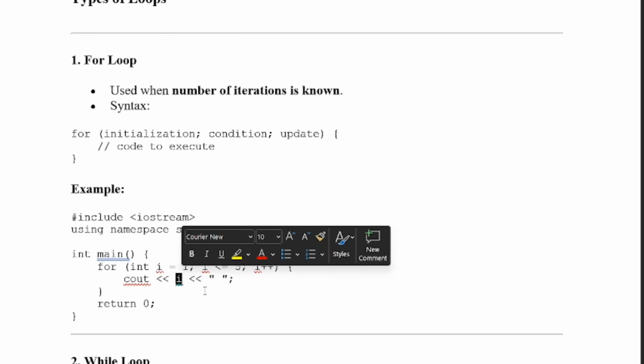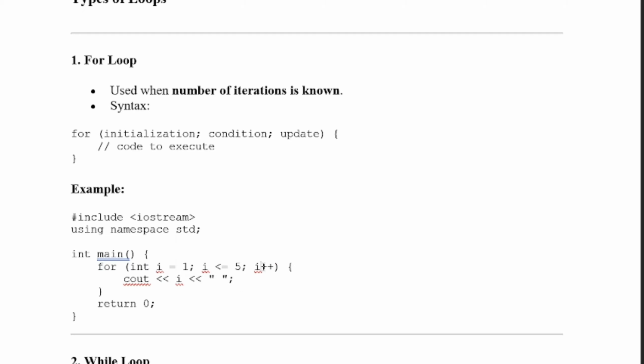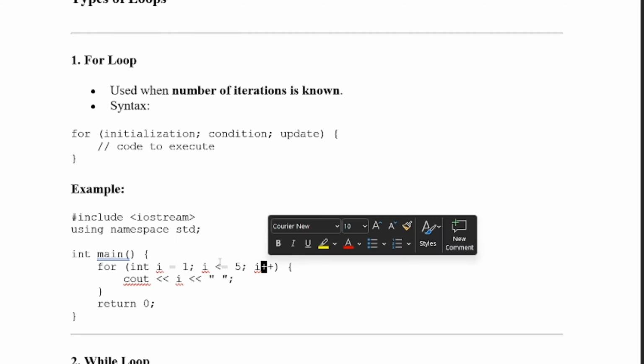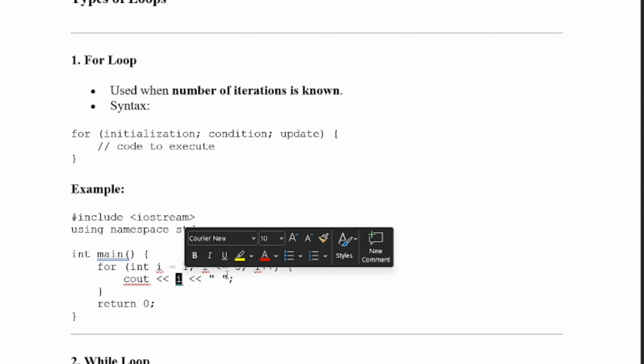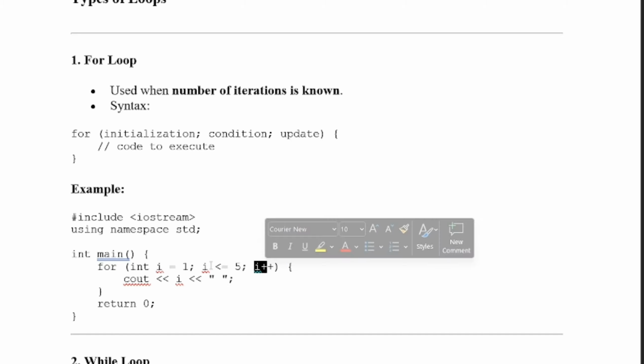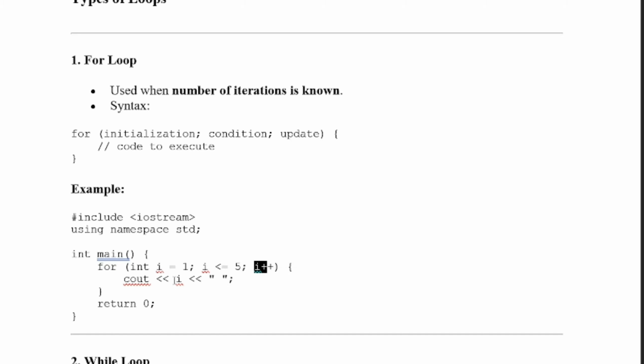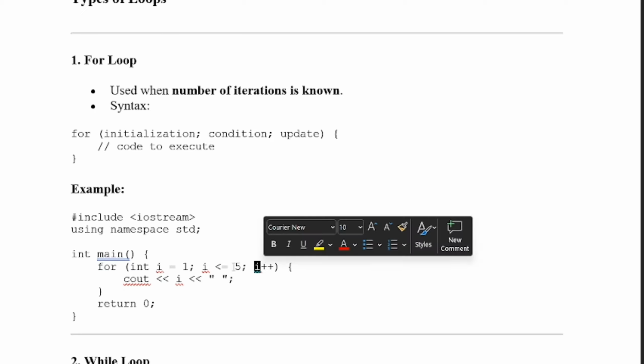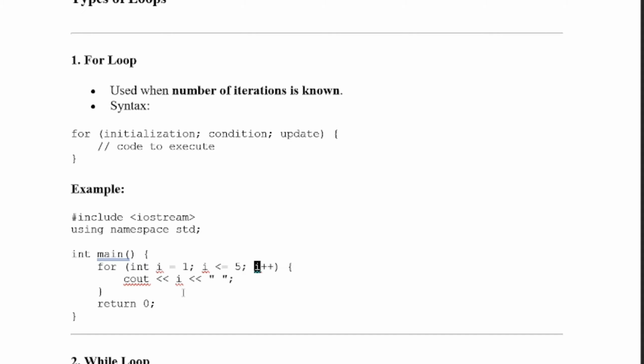So now the result is 1 2. Again we come here and i becomes 3. Check 3 is less than or equal to 5. Yes, the condition is true, so print 3. The compiler increases 3 by 1, so it becomes 4. Check 4 is less than or equal to 5. Yes, so print 4. Increase by 1, so it becomes 5. Check 5 is less than or equal to 5. Yes, the condition is true again, so print 5.